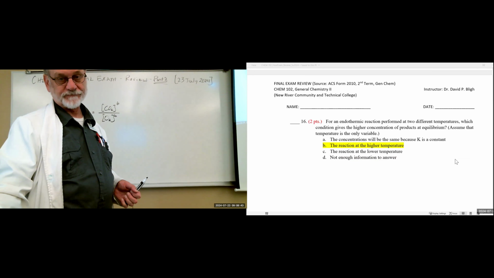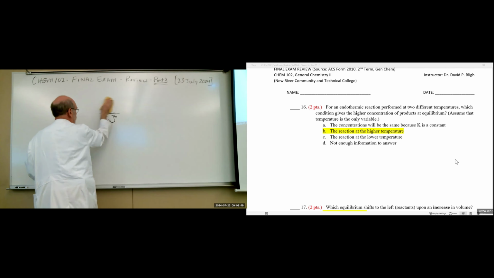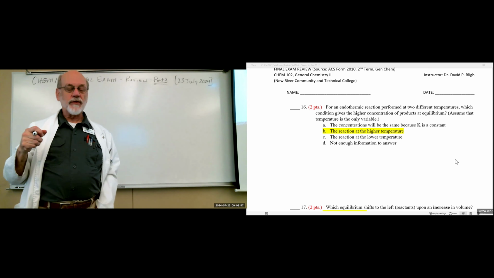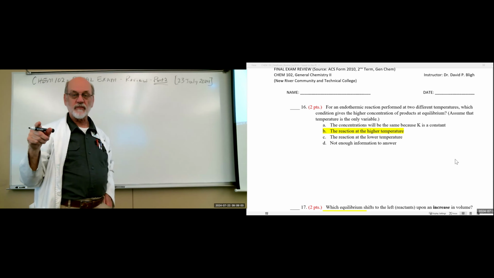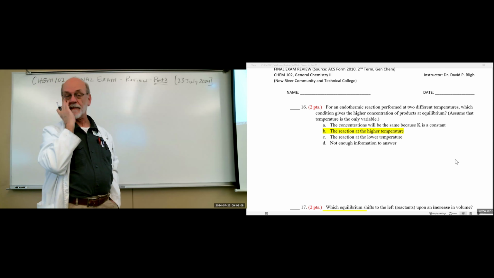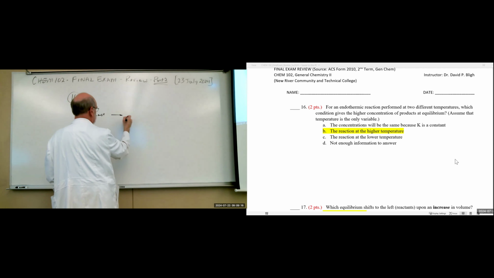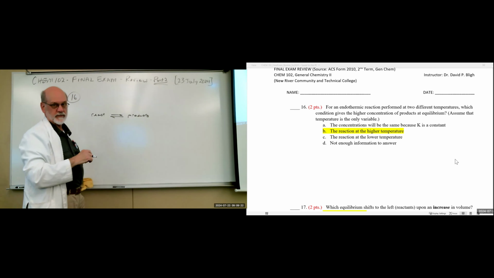All right, 16. For an endothermic reaction performed at two different temperatures, which condition gives the highest concentration of products at equilibrium? Assume that temperature is the only variable. Okay, for an endothermic reaction, we have reactants yields products, and this is an equilibrium situation.